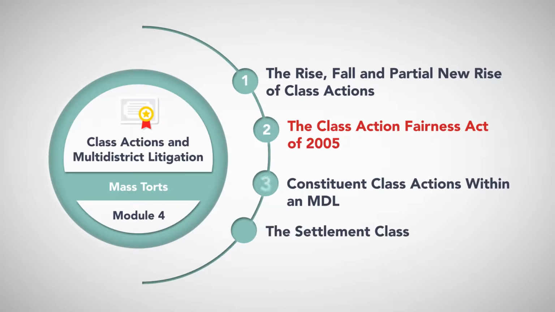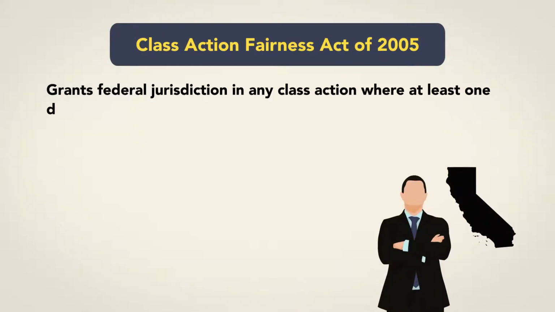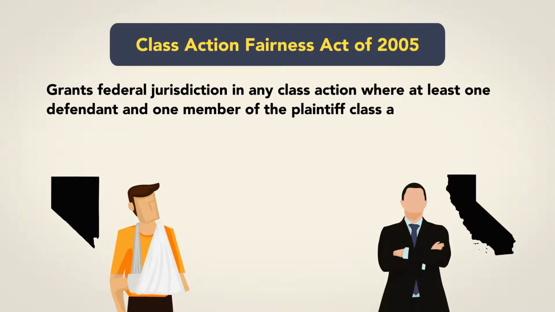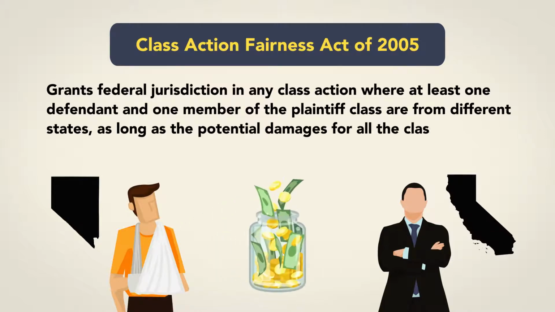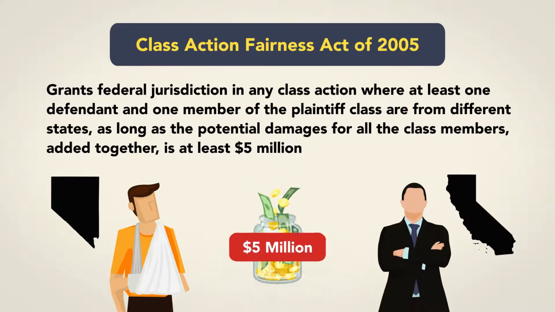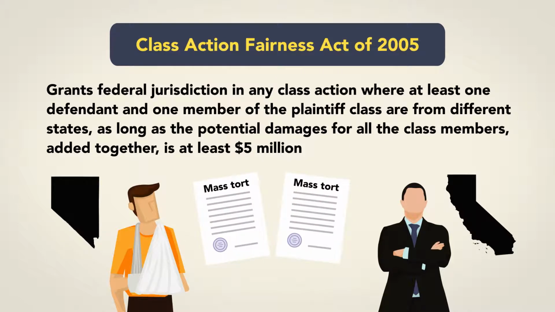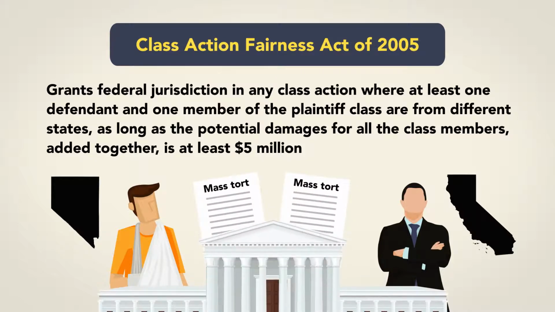The Class Action Fairness Act of 2005. That act grants federal jurisdiction in any class action where at least one defendant and one member of the plaintiff class are from different states, as long as the potential damages for all the class members added together is at least $5 million. Therefore, one of the primary results of the act was to make mass torts that have interstate or even nationwide impact extremely easy to move to federal court.